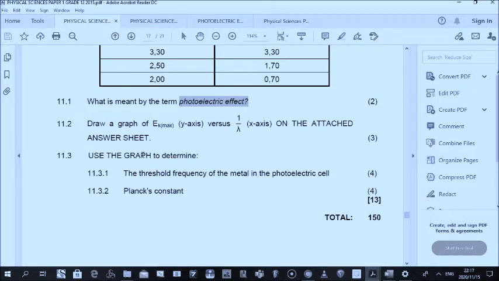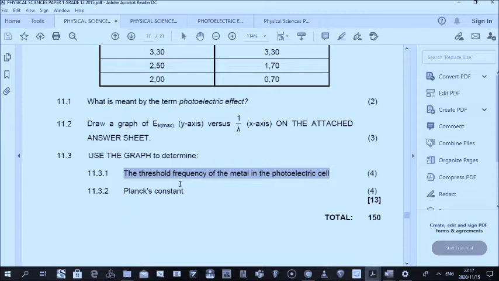Question 11.3.1 says use the graph to determine the threshold frequency of the metal in the photoelectric cell. So when you have this graph paper, to get the threshold frequency of the metal, you will probably need to extrapolate the graph. And if you want to identify the threshold frequency from the graph, you just have to recall the definition of the threshold frequency.